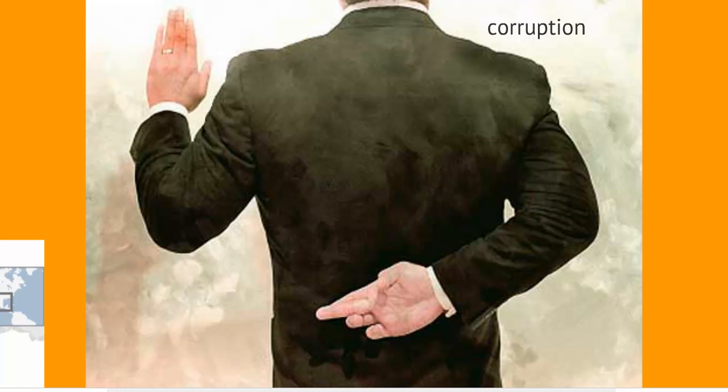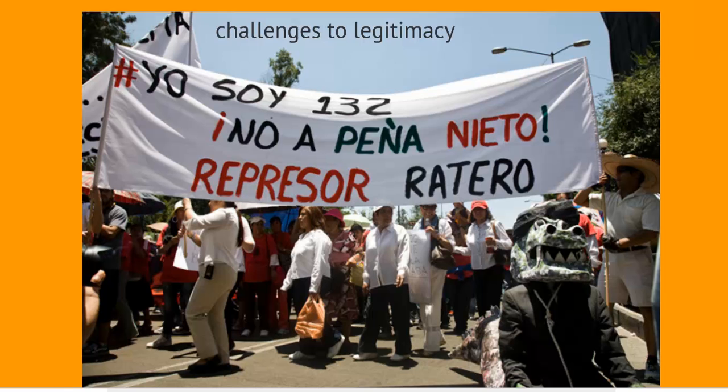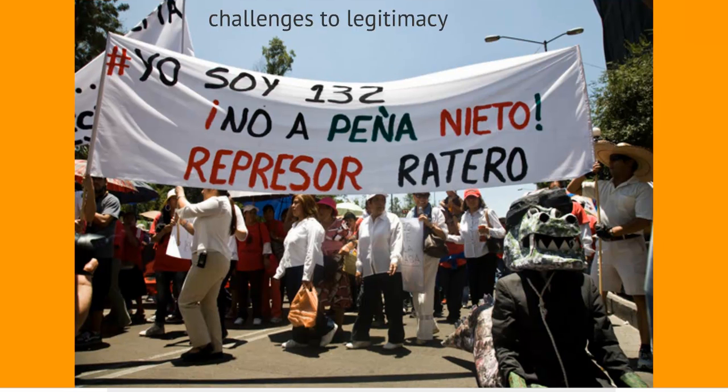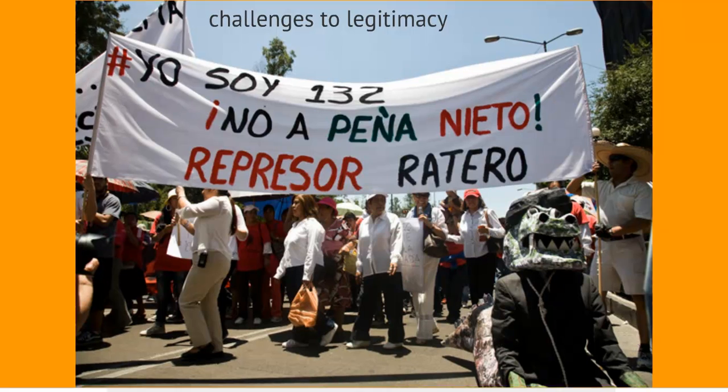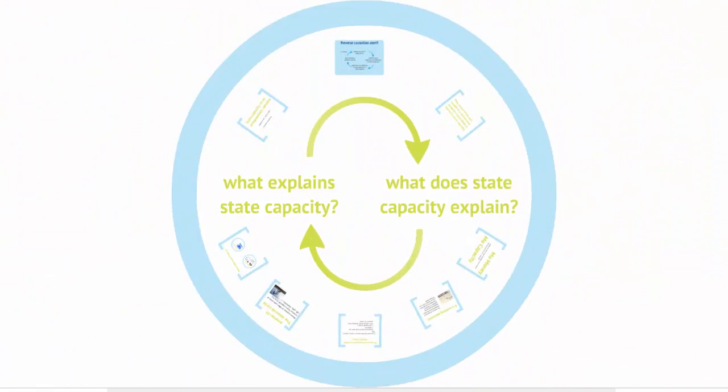Finally, again, like almost all states, the Mexican state faces occasional questioning of its legitimate authority. Here are protests in June of 2012, right before the presidential election, questioning the likely return to power of the PRI, a party that ruled Mexico as an authoritarian or semi-authoritarian regime for most of the 20th century. So that's a basic overview of some of the outputs of state capacity.